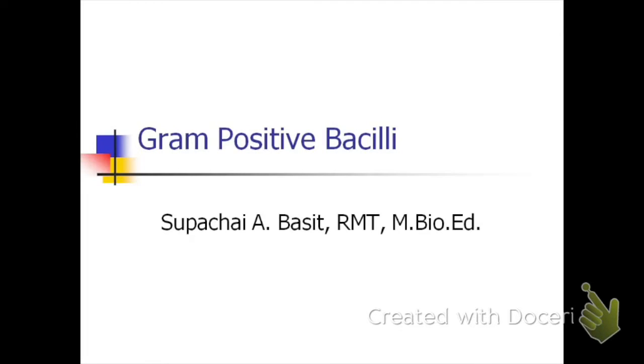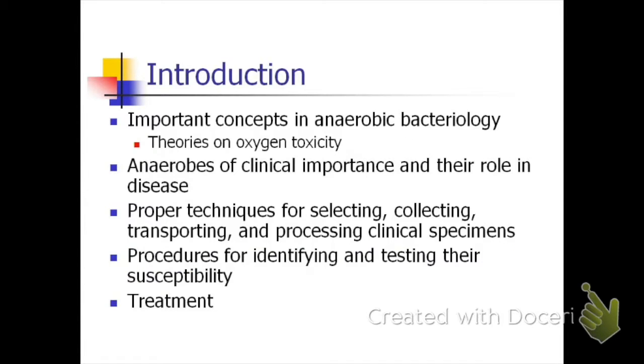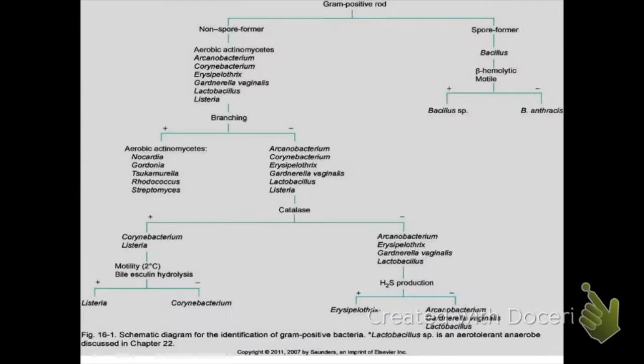Okay, so good afternoon. Today we shall be discussing the first part of the gram-positive bacilli, or the aerobic gram-positive bacilli. The aerobic gram-positive bacilli are divided into two major groups: the spore former and the non-spore former.